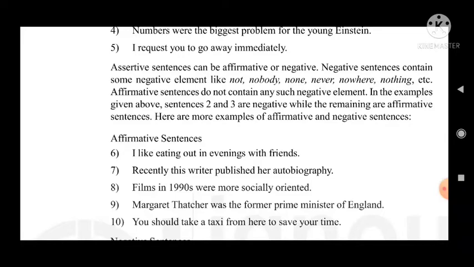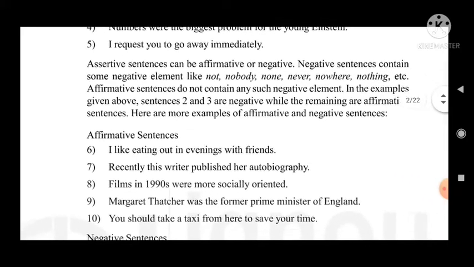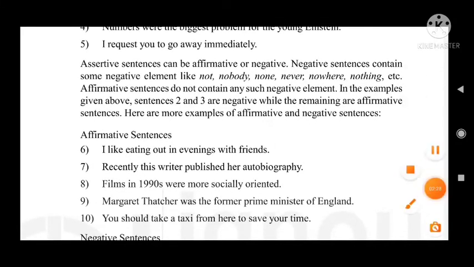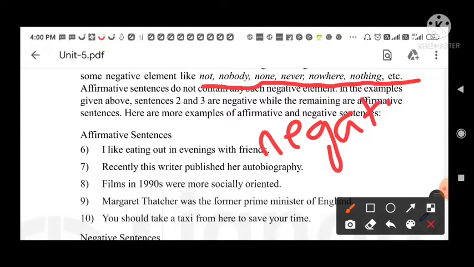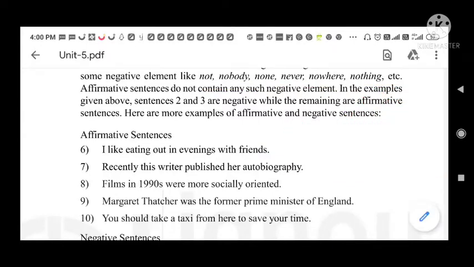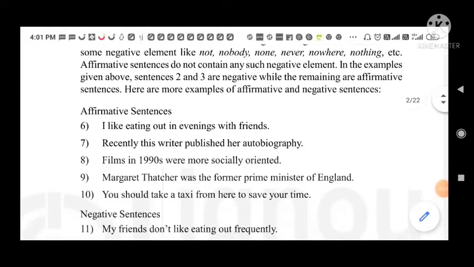So affirmative sentences mean positive, and negative or negation sentences mention not, nobody, none, never, nowhere, nothing, etc. These are called negative sentences or negations. We will go then to affirmative sentences.